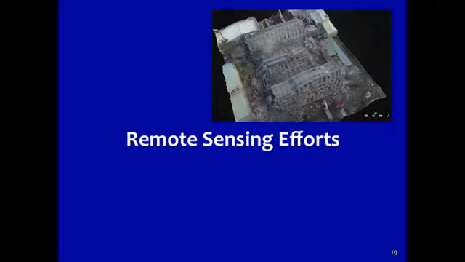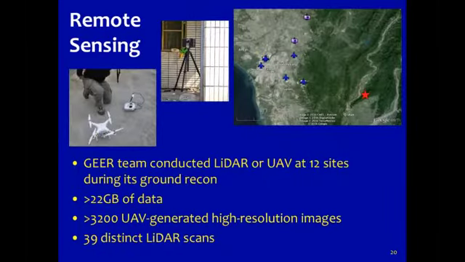We too, as I alluded to by sharing with you just one example so far, attempted to bring remote sensing tools to the site and contribute to advancing, rapidly our ability to learn after an earthquake. We brought LiDAR, as you saw from the one model represented. We have many more. We also brought a UAV out to 12 sites during the ground reconnaissance. We collected more than 22 gigabytes of data, 3,200 UAV-generated high-resolution images, and 39 distinct LiDAR scans.